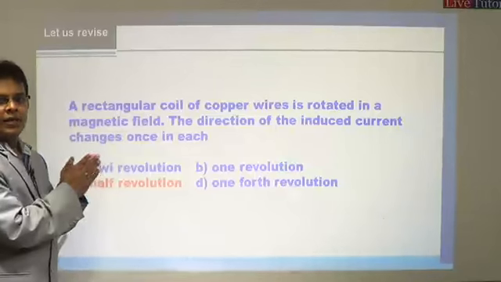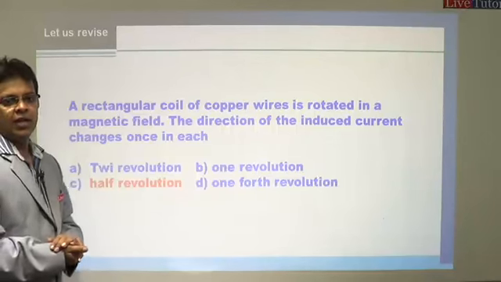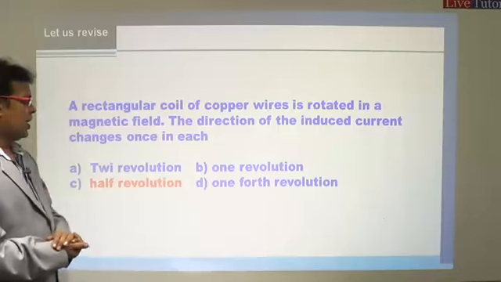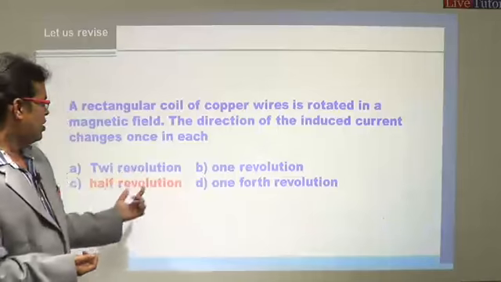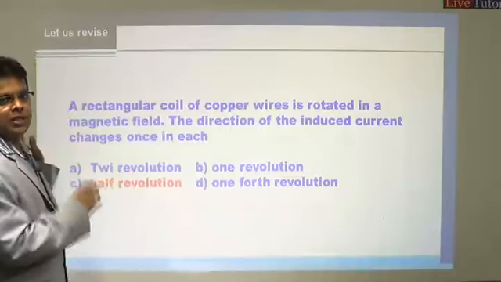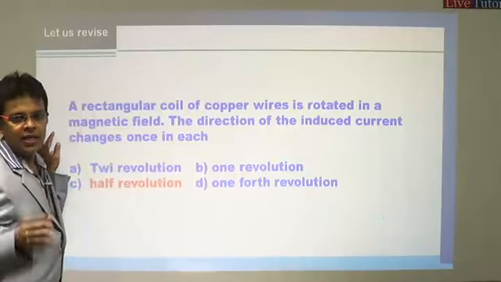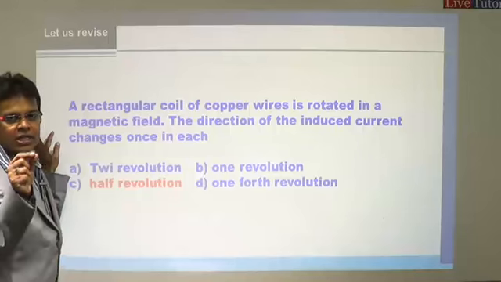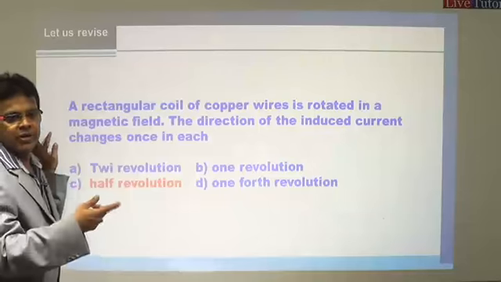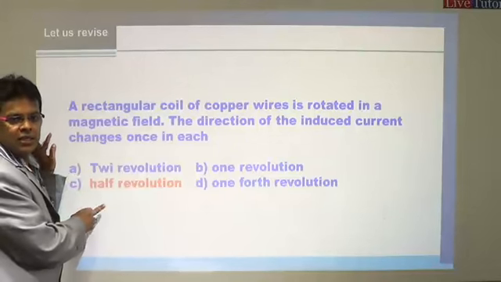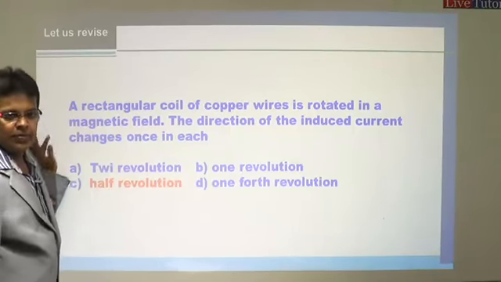The next one, the AC generator, we have already seen how the induced current is changing, right? Whether it is for 1 revolution, 1/4 revolution, 2 revolutions, or half a revolution. That is the question. A rectangular coil of wire is rotated in the magnetic field in the AC generator. How is the direction of the current changing for every half rotation? We know that. In the first half rotation, positive. In the second half rotation, negative, isn't it? Yes or no? For every half rotation, you should remember that.